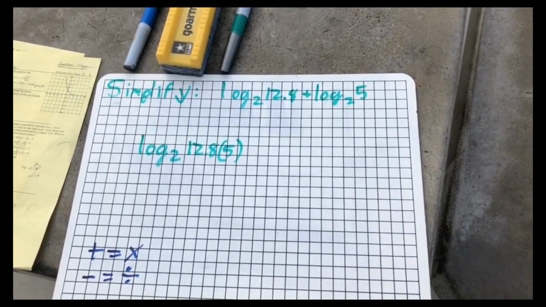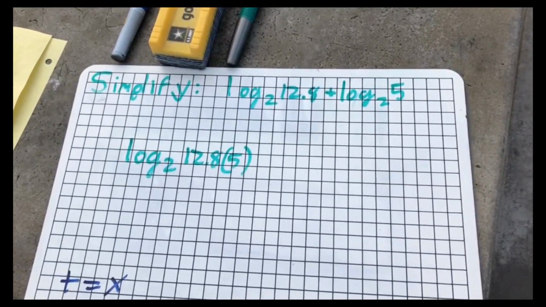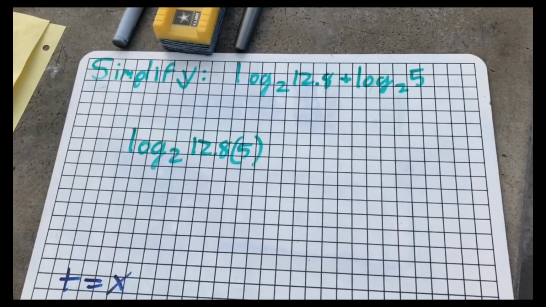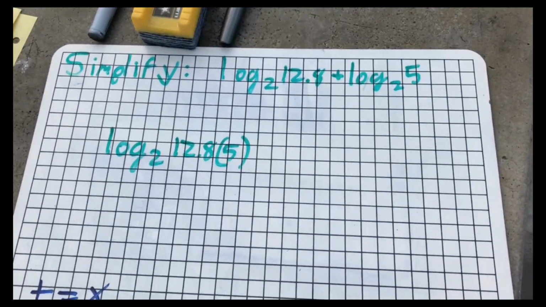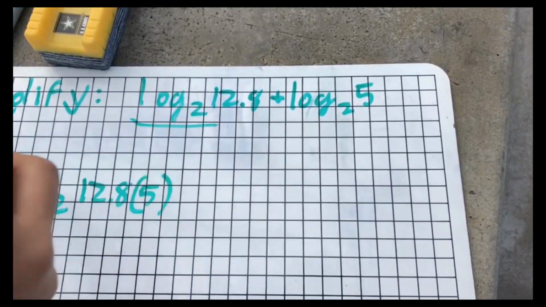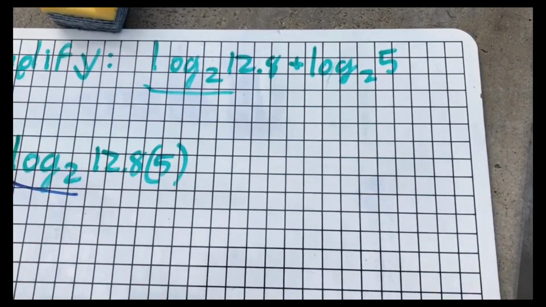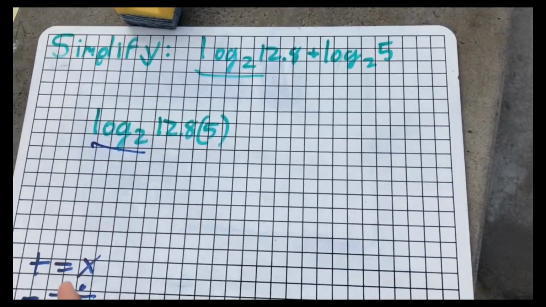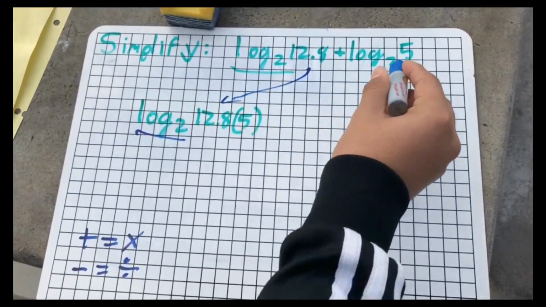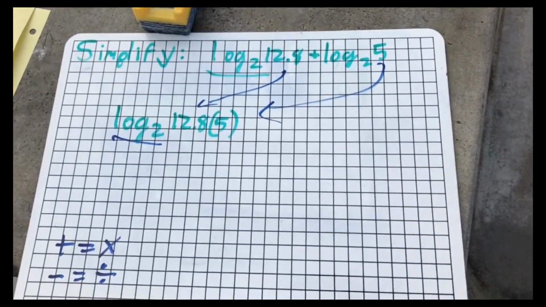Pre-calc period 1, chapter 3, old test. This is problem 18, which says simplify log base 2 of 12.8 plus log base 2 of 5. Since they're both the same base, you would bring down the log base 2, and since addition turns into multiplication, you would bring down the 12.8 and the 5 and put them together as if they were going to multiply. Pretty much it.